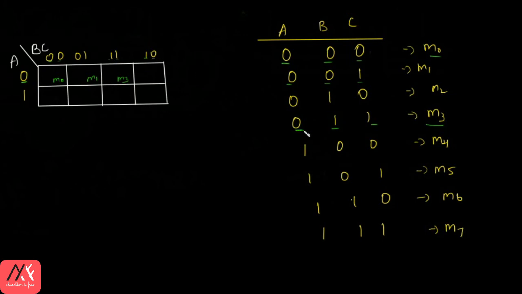So 0, 1, 0 stands for M2. Put M2 here. And next one is M4. 1, 0, 0 stands for M4. And then put M5, 1, 0, 1.